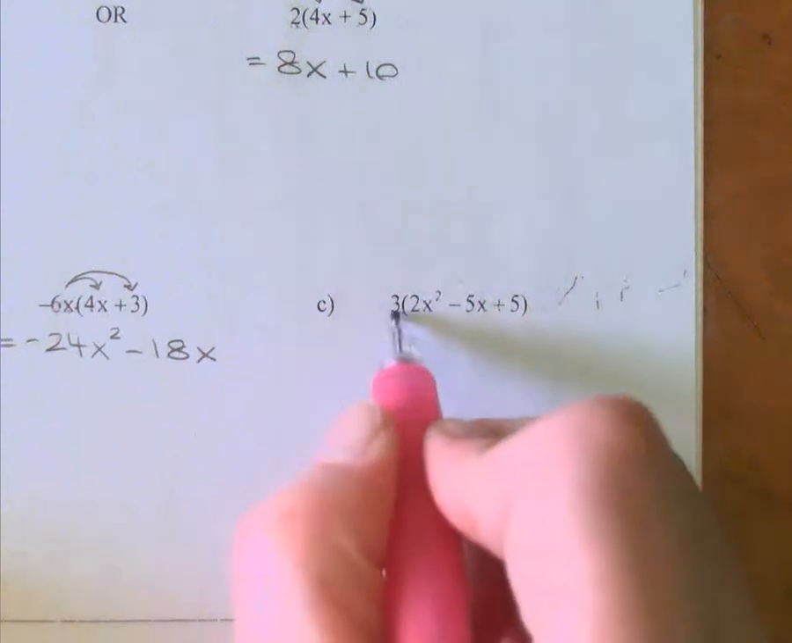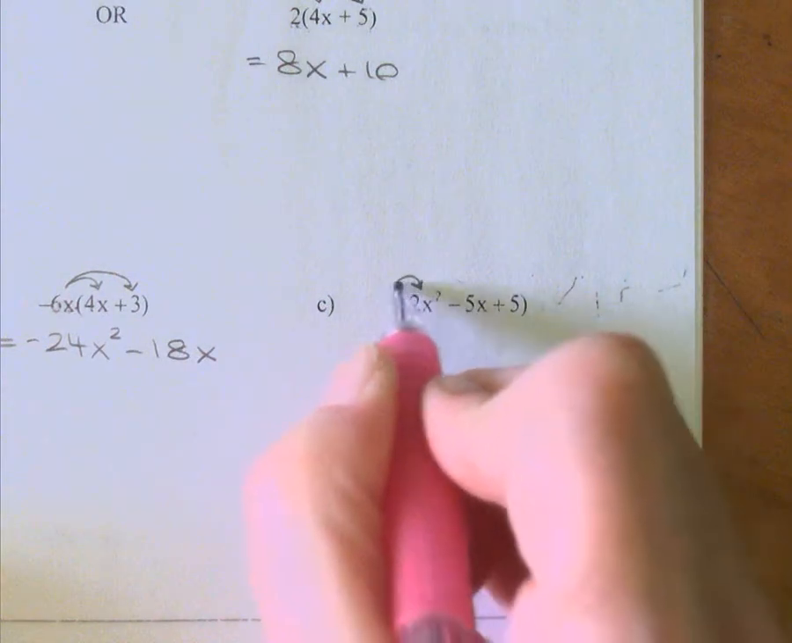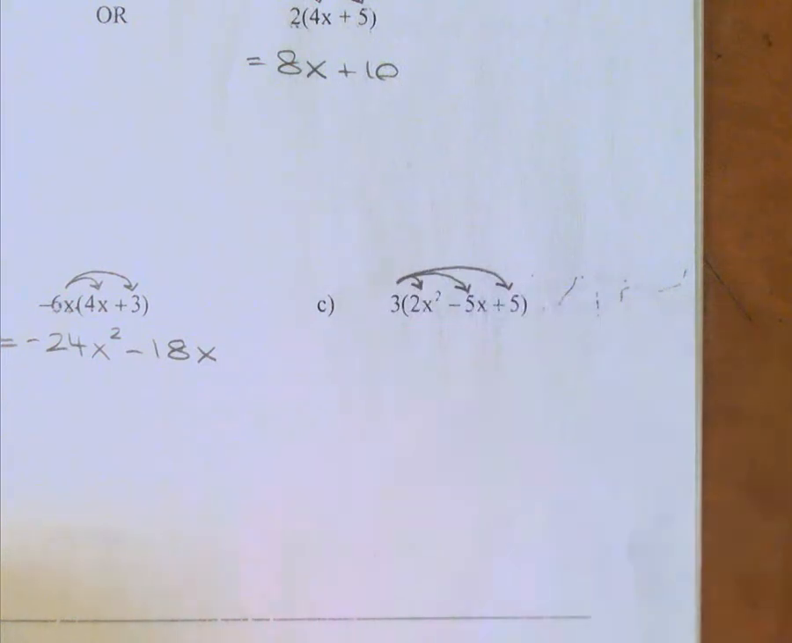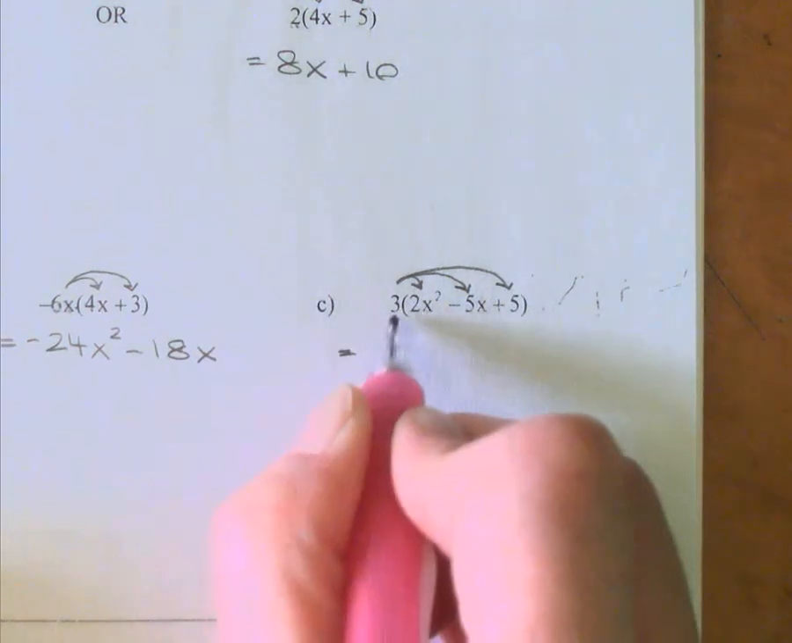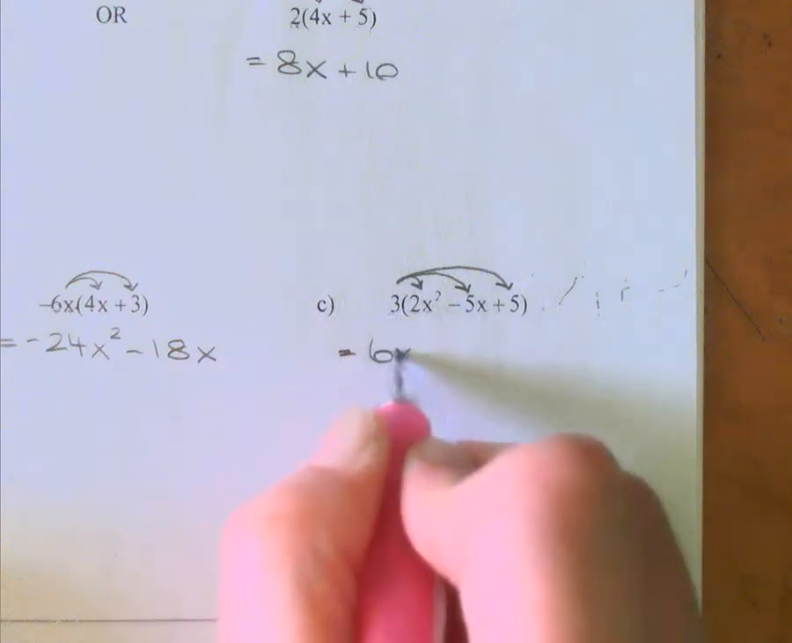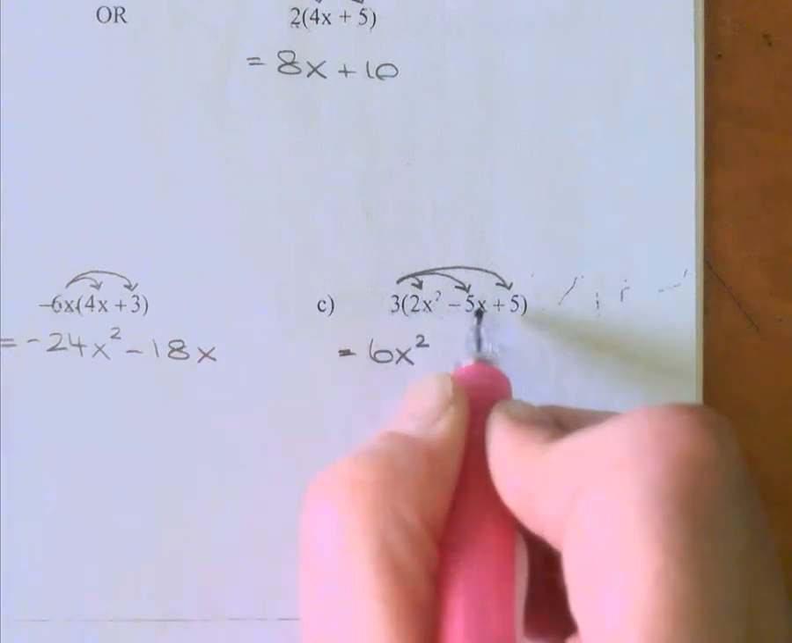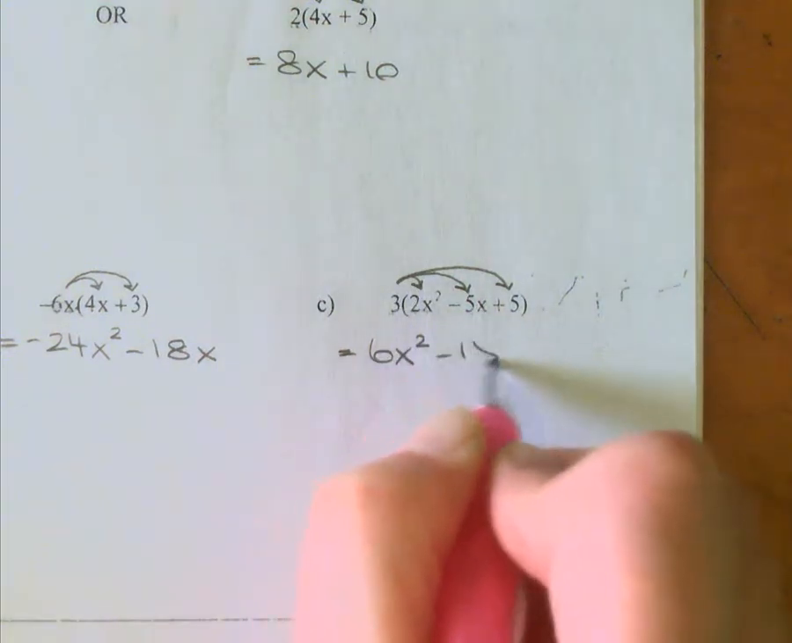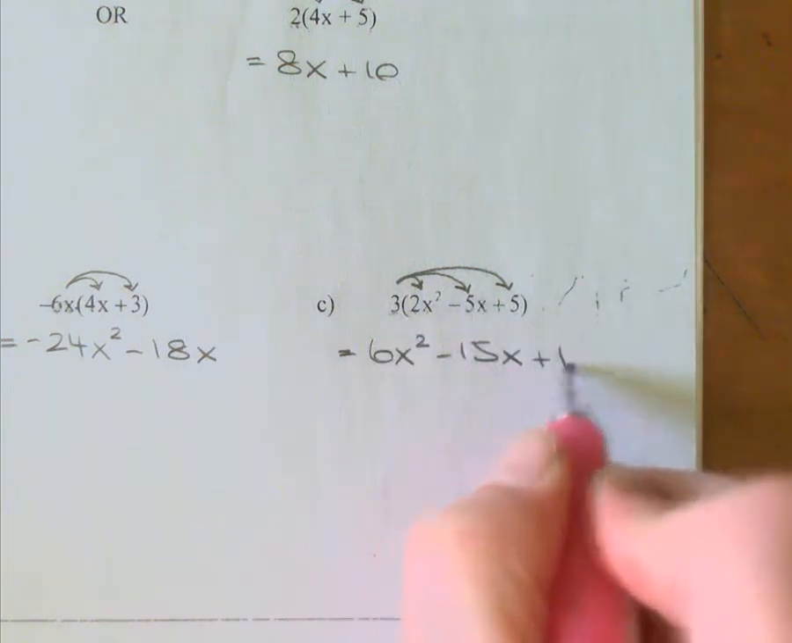I want to do 3 times what's in this bracket, so I'm going to do 3 times the first term, 3 times the second term, 3 times the third term. So I'm going to do 3 times 2x squared, so I'm going to do 3 times 2, which gives me 6x squared. 3 times minus 5x would give me minus 15x, and 3 times 5 is plus 15.